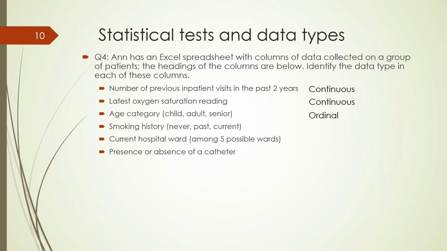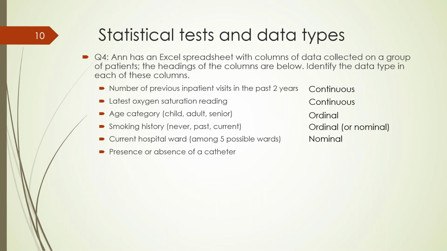And the reason why it's called ordinal and not continuous is because we don't really know, and it's kind of arbitrary as to how you define the cutoffs for these age categories. So these are ordinal. Smoking history, generally we would consider this to be ordinal, but in some instances people might consider them to be not ordered, so not ordinal, but rather nominal. Current hospital unit or ward amongst 5 possible wards, that would be nominal because there's nothing ordered about the wards. They are what they are, and they're all independent.